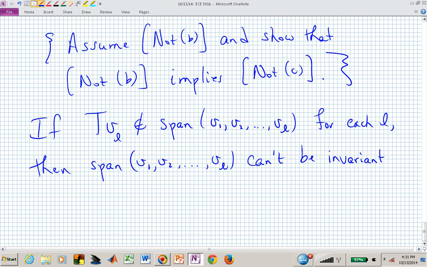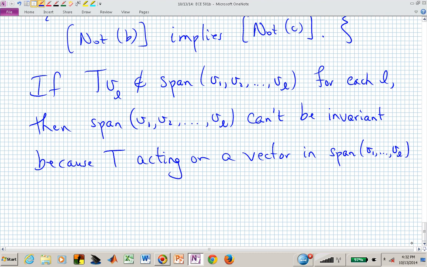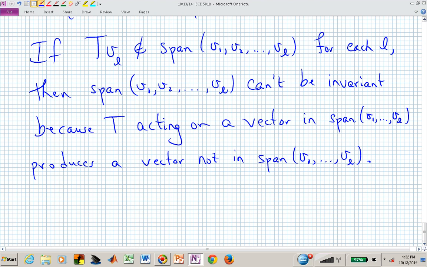If T V sub L is not contained in the span of the first L vectors, then the span of those first L vectors can't be invariant, because this linear map T acting on a vector in the span of V sub 1 up to V sub L produces a vector that's not in the span of V sub 1 up to V sub L. And that's our contrapositive argument.